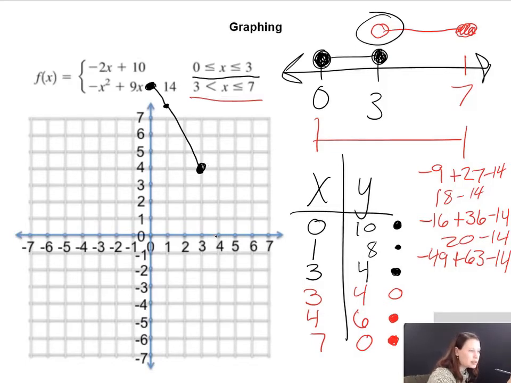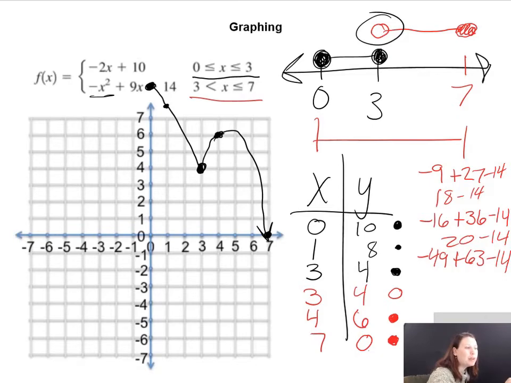Then 4, 6. So 4 goes up to 6 right here. And then 7 goes to 0. So at 7, we're at 0. This portion of the graph, its parent function is x squared, right? So it has the behavior of looking kind of like this, more or less. Okay, again, Alex will graph it a little bit better looking than I did, a little bit smoother, okay? But that's our parent function.